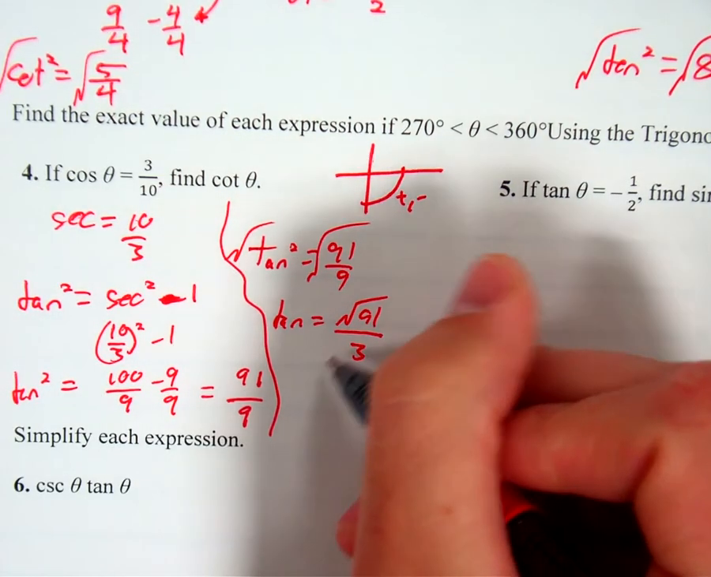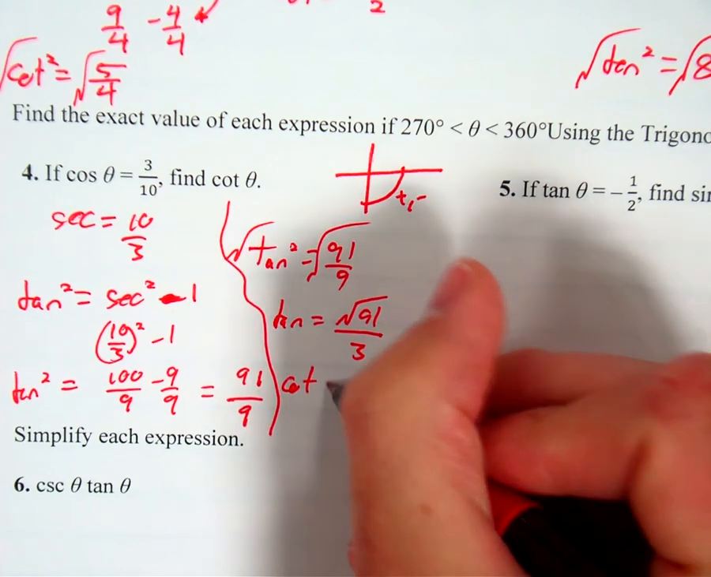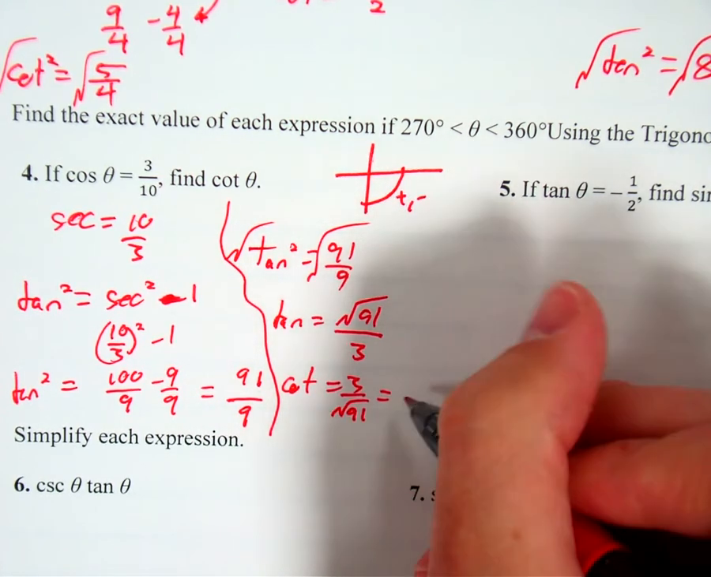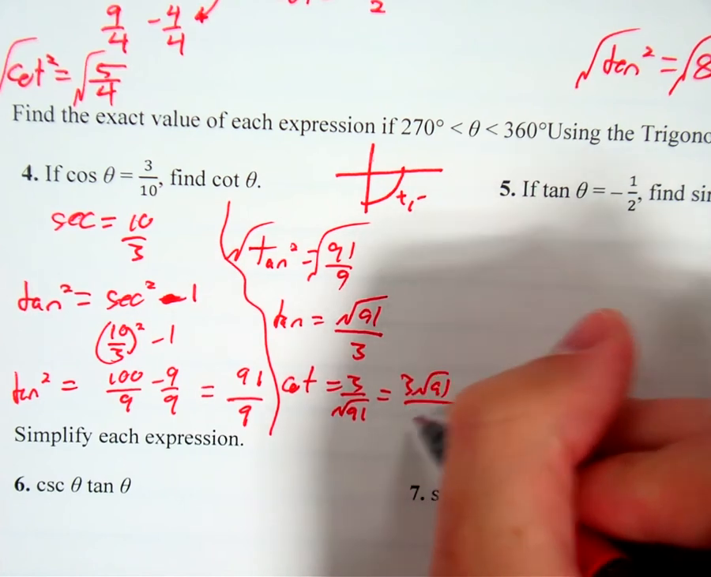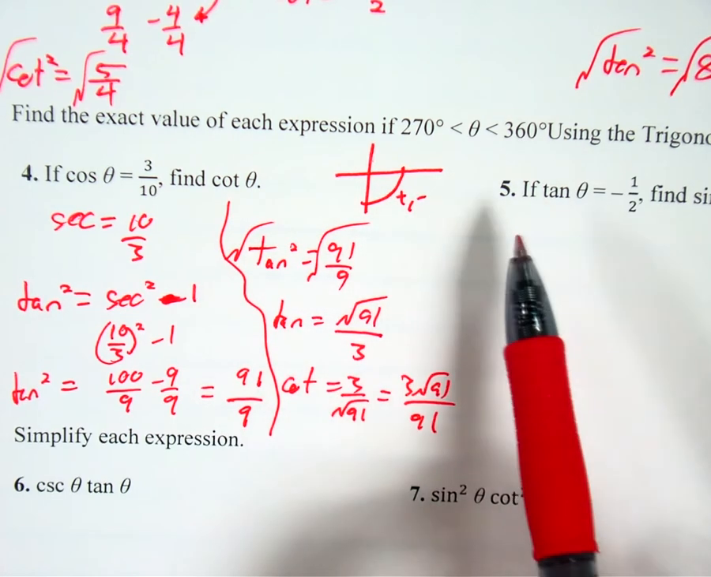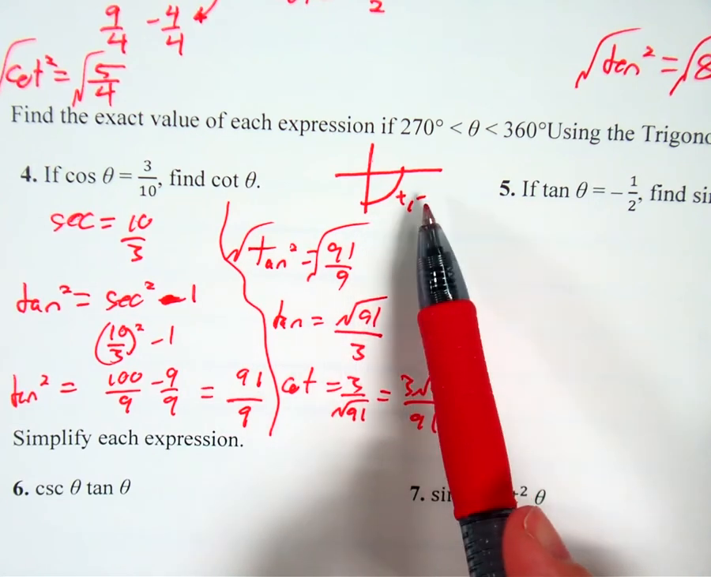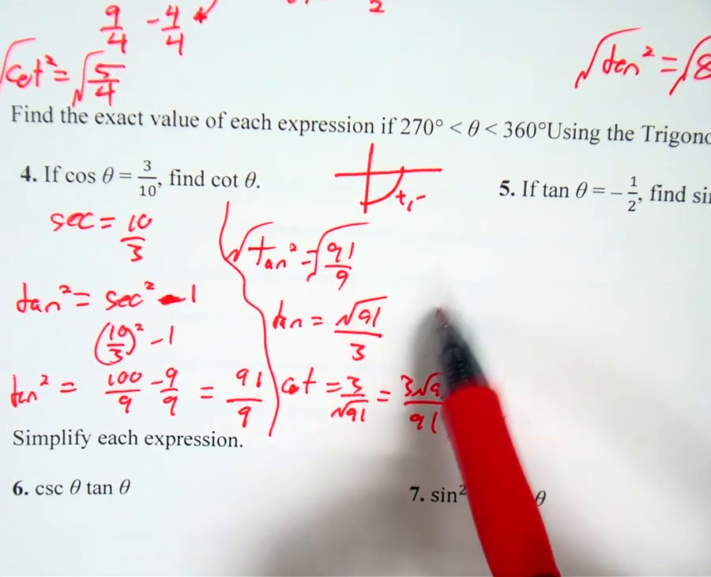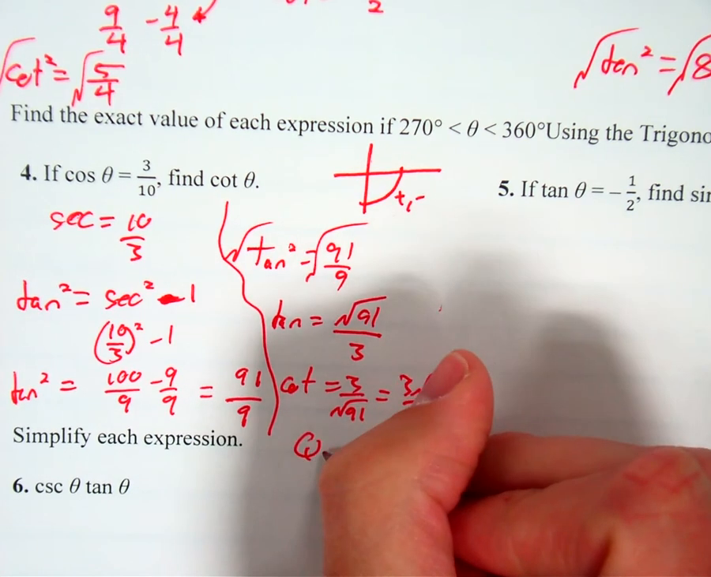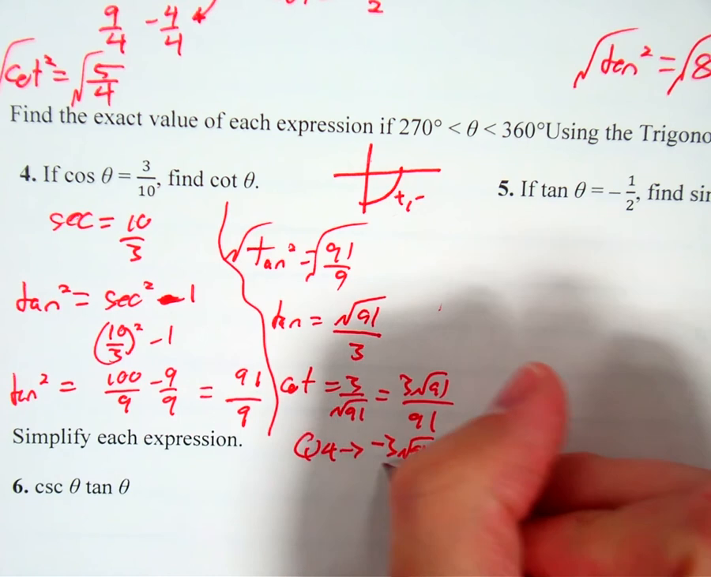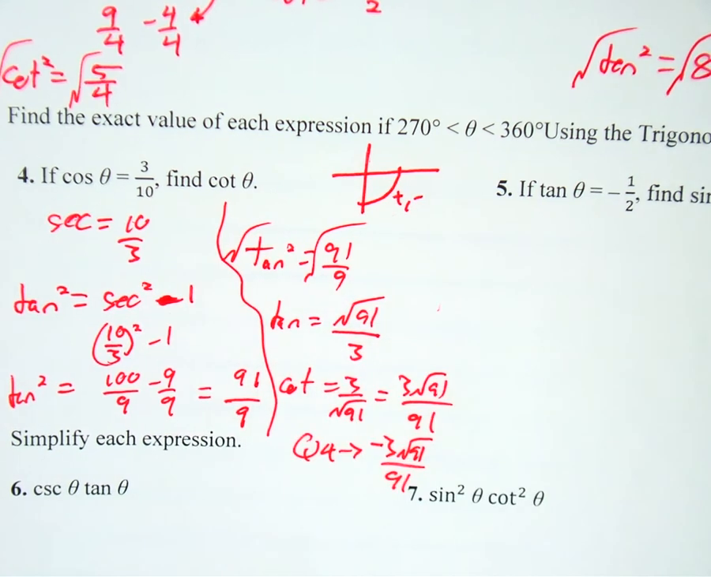We want cotangent, so we flip it. Ooh, this is a fun one. Fix it: 3 radical 91 over 91. Quadrant check. Cosine is positive, sine is negative. So if I do positive cosine divided by negative sine, this should be negative. So Q4 means we are negative 3 radical 91 over 91. Oh man, that had a lot going on.